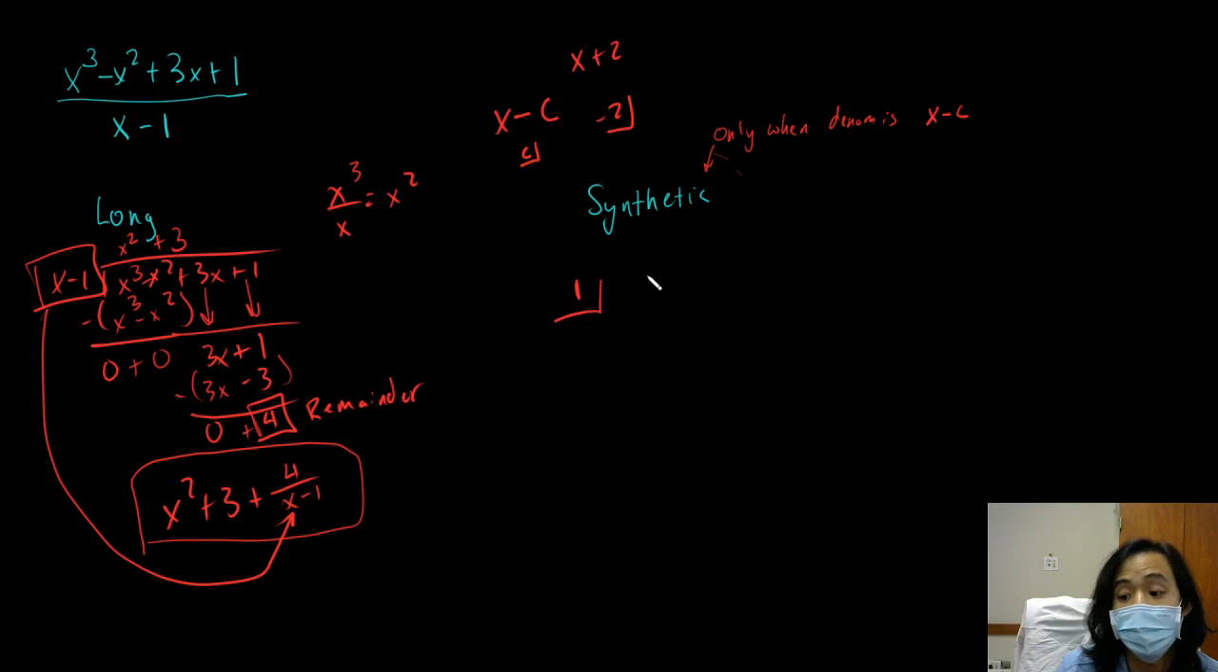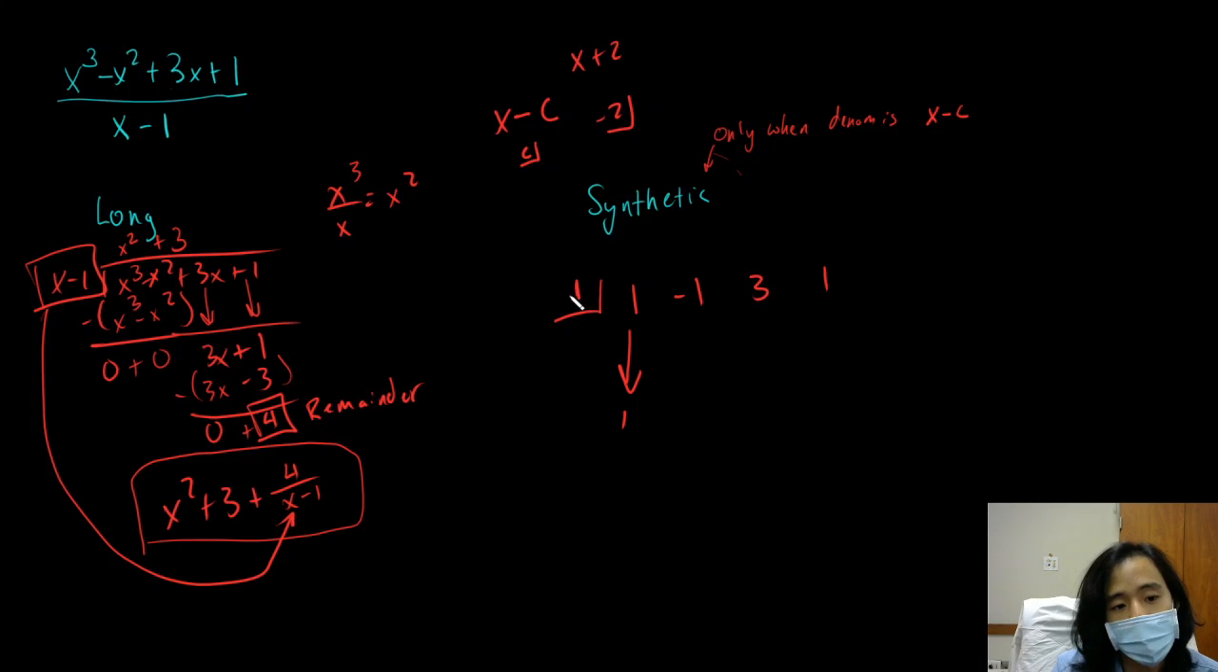Now you put the coefficients in order. So the coefficient for x cubed, that's going to be 1. And then the next one is minus 1. The next one here is 3. And the one after that is 1. So now you bring this down, you do 1. You always bring the first term down here.